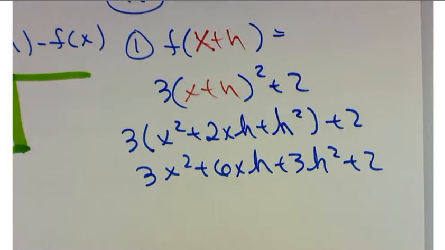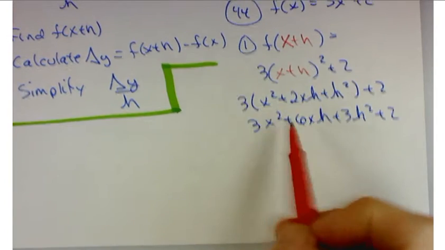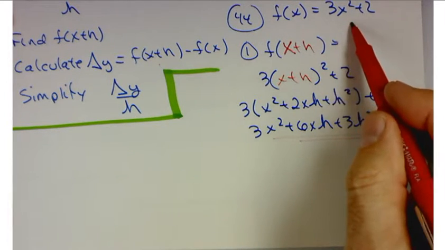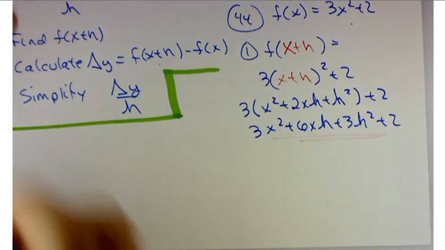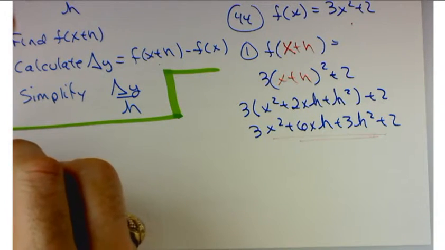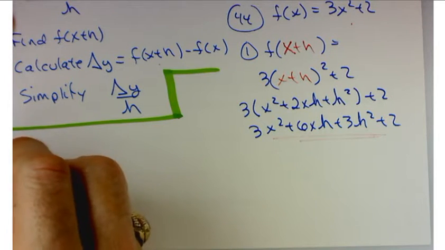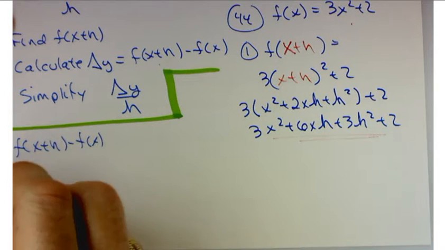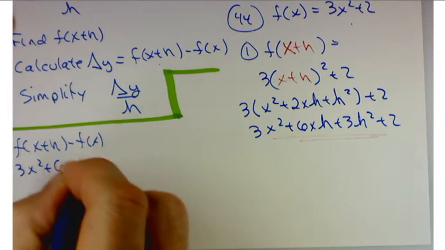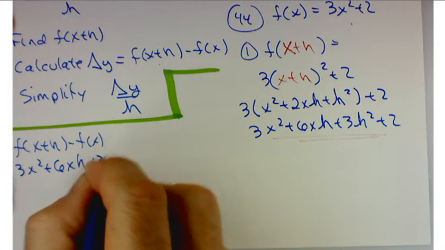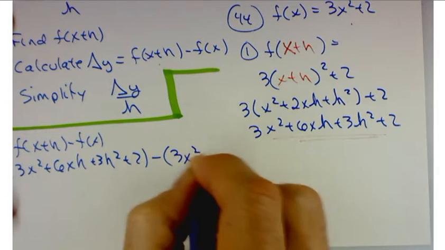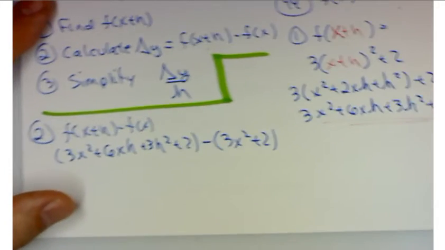Let's work on the next step. The next step is to take f of x plus h, basically this answer, and subtract f of x. So how is that going to look? Well, our second step would be f of x plus h minus f of x. And that's going to be 3x squared plus 6xh plus 3h squared plus 2 minus 3x squared plus 2.